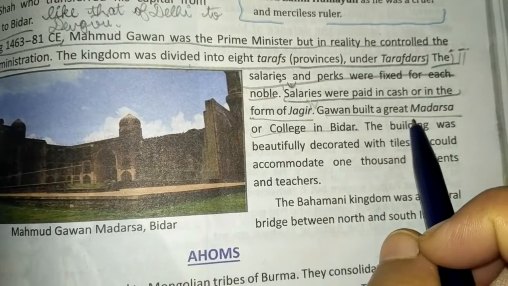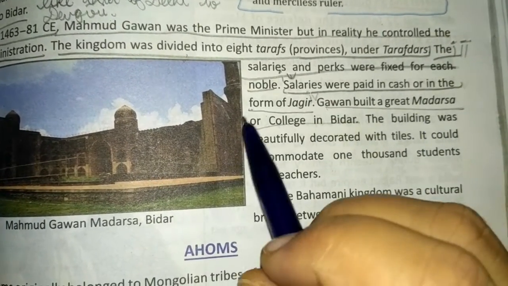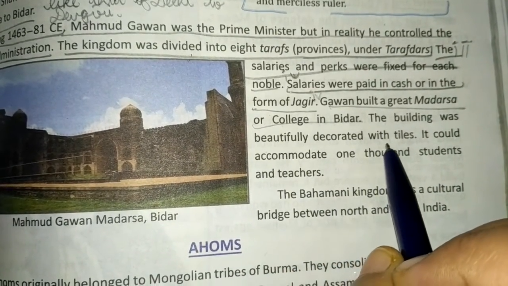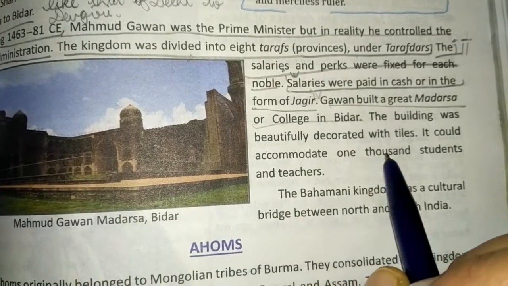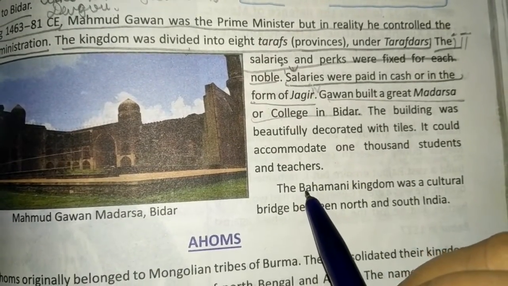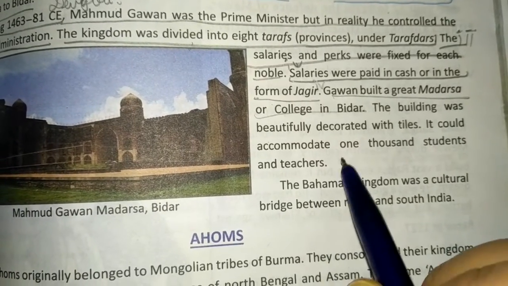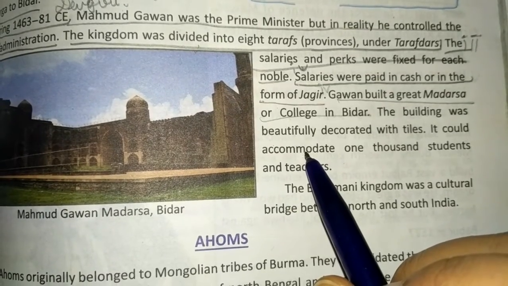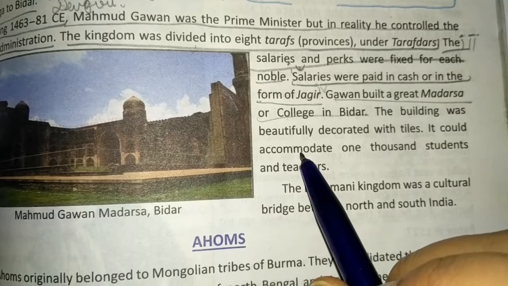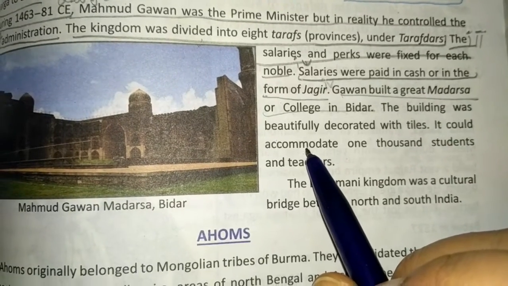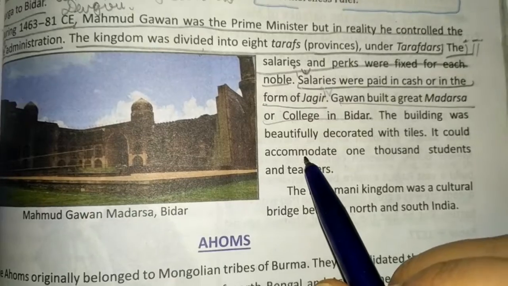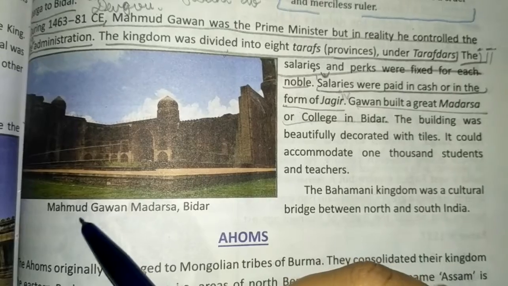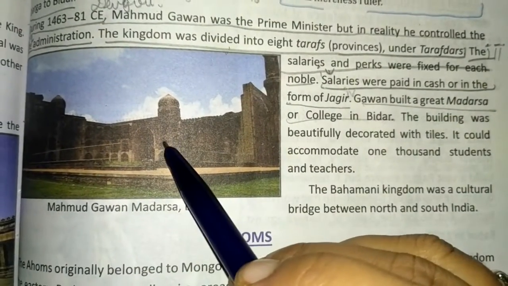The government built a great madrasa, an education center, a college in Bidar, and the building was beautifully decorated with tiles. It could accommodate 1,000 students and teachers. The Bahmani kingdom was a cultural bridge between North and South India. It was a cultural area where people could get more information and expand their rituals in South India as well. Look at the picture: Mahmud Gawan's Madrasa at Bidar.